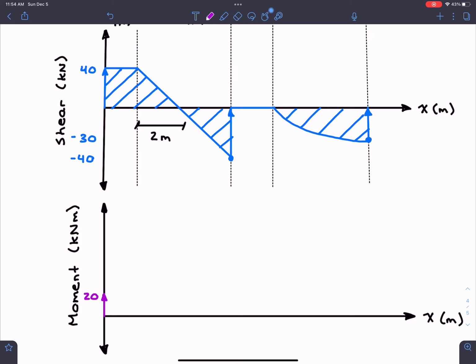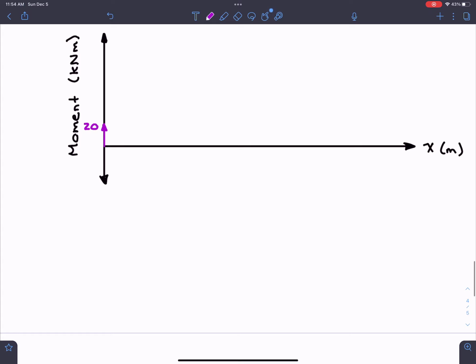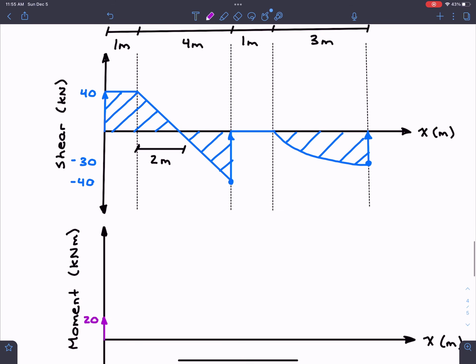Now, the next part is actually pretty nice, because all we are doing now that we've taken care of those concentrated moments is again just looking at the shear force diagram, because we know that the change in moment is going to be the area of our shear force diagram. So I'm going to come down here and say, okay, we're at point A, and the change in moment between point A and point B is going to be the area of our shear force diagram between these two points.